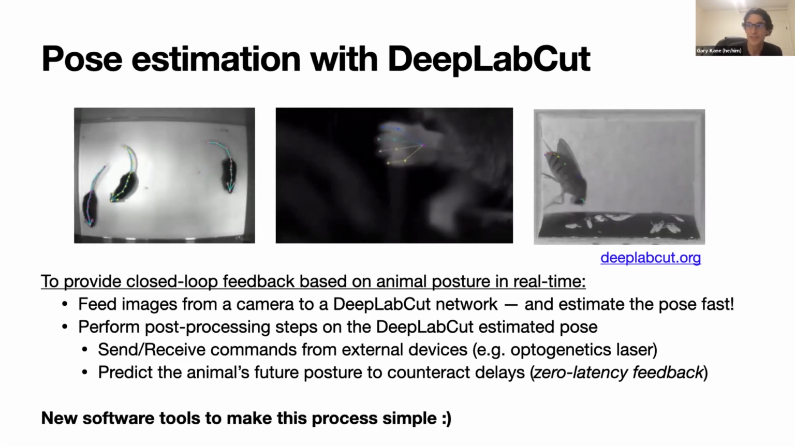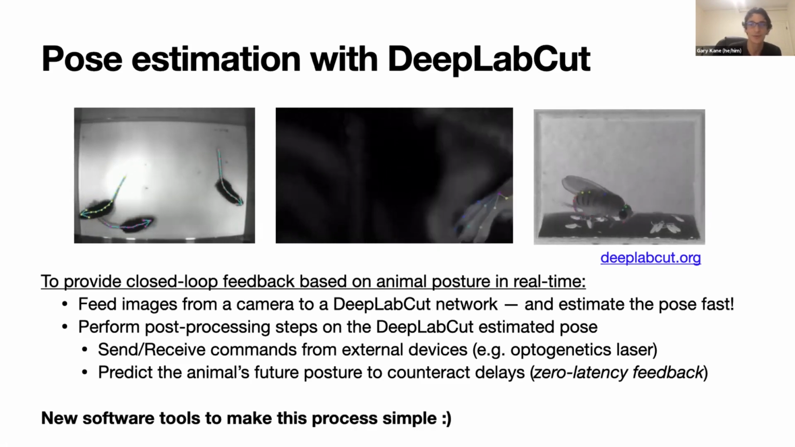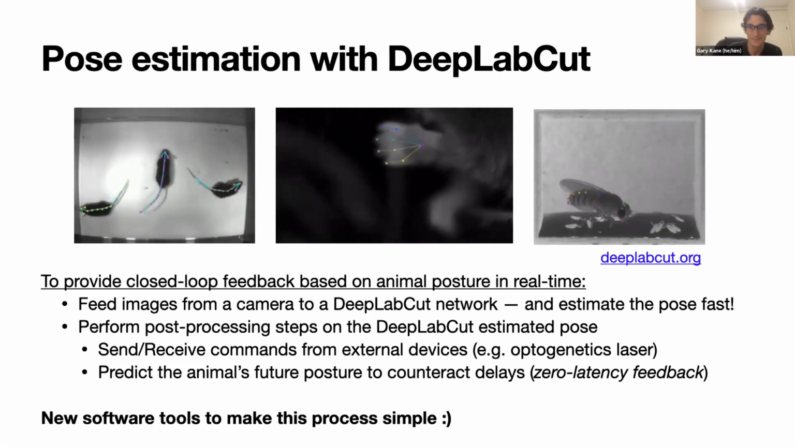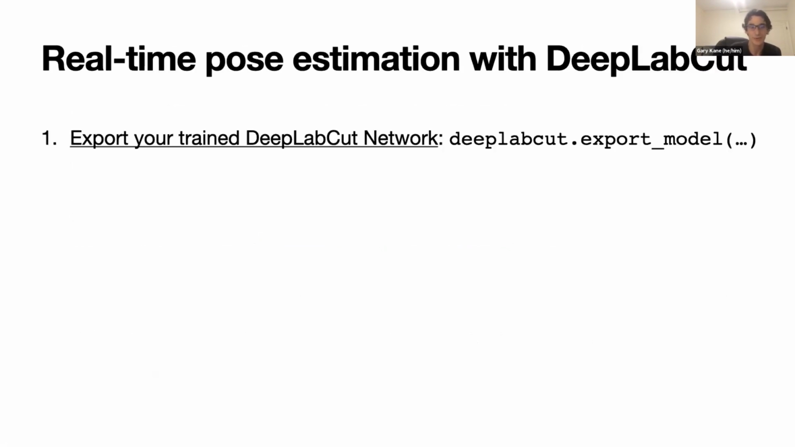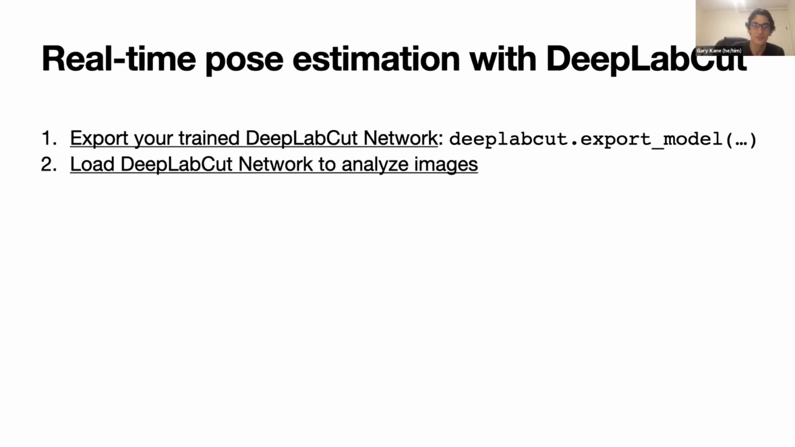For this talk, I'm going to introduce some new software tools that will hopefully make this process simple for everybody. In our workflow, the first step is to export a trained DeepLabCut model using the new model export tool, which is in the main DeepLabCut package. Next, to run a real-time DeepLabCut experiment, this network must be loaded and prepared to analyze images. And so we've written two software packages that will do this. The first is a simple Python package called DLC-Live, which is just designed for this purpose only. So it just loads networks and analyzes images.